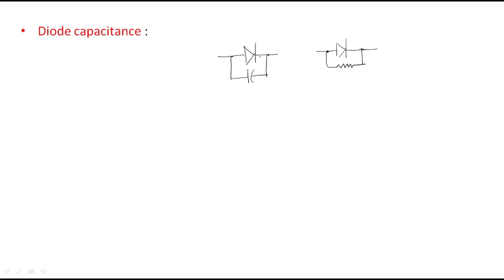Why is it represented this way? Because it has inherent characteristics. A diode sometimes acts as a capacitance, sometimes it acts as a resistor. So in that case, in the circuit we remove the diode and replace it with the capacitance as well as resistance like that. Generally a diode has two types of capacitance. First is the transition capacitance. Second is the diffusion capacitance. First we will discuss the transition capacitance.